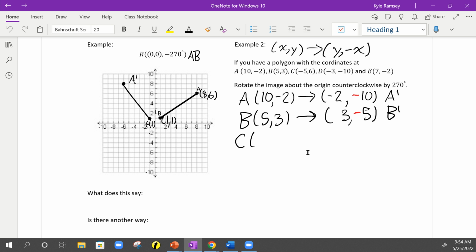C, negative 5, 6. The rule states we swap and take the opposite of the second one. So now that becomes a positive 5.